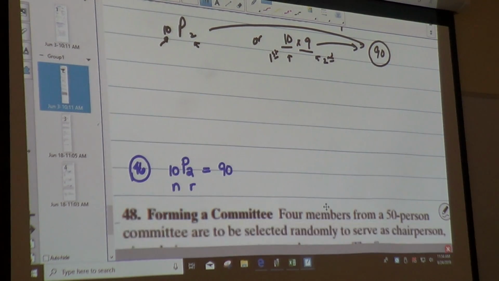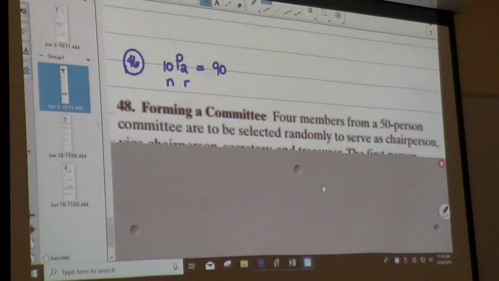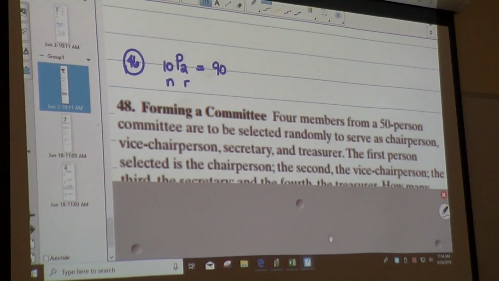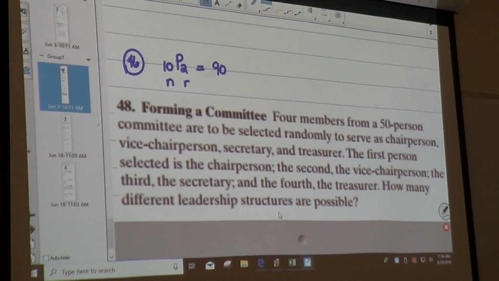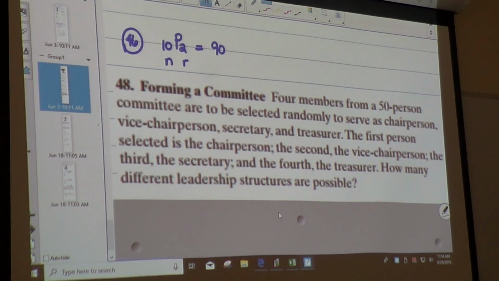Oh, got one more. 4 members from a 50-person committee are to be selected randomly to serve as chairperson, vice chairperson, secretary, and treasurer. The first person selected is chairperson, the second is vice president, the third is secretary, the fourth is treasurer. How many different leadership structures are possible?